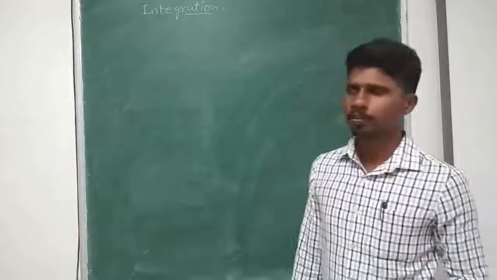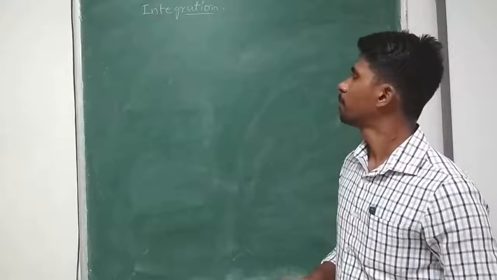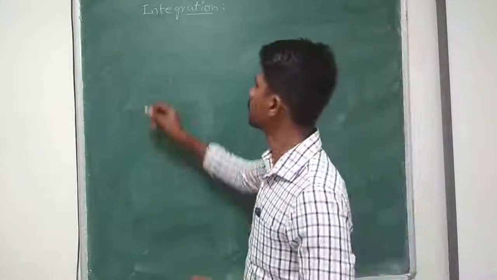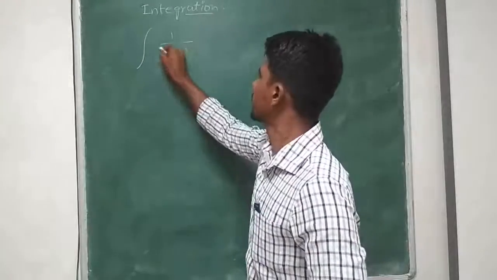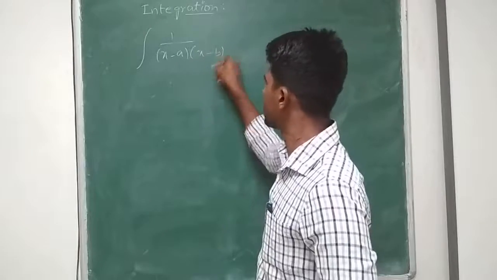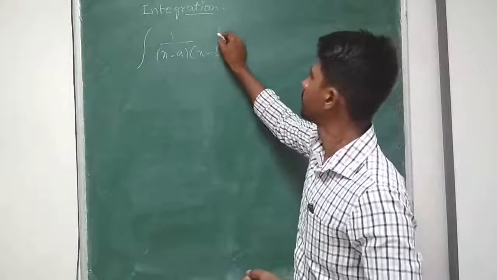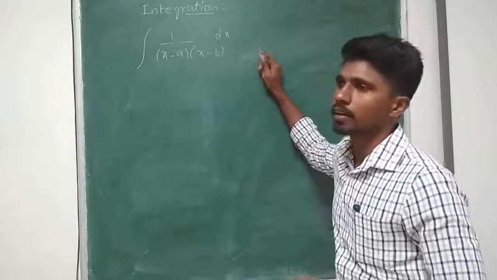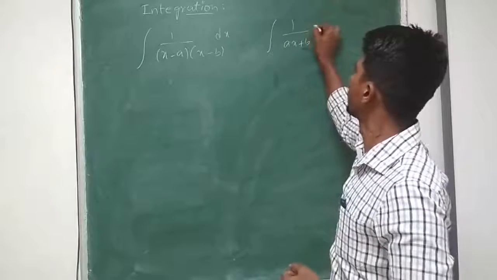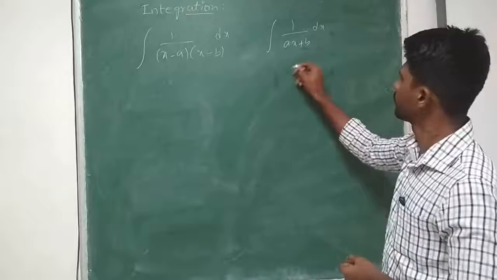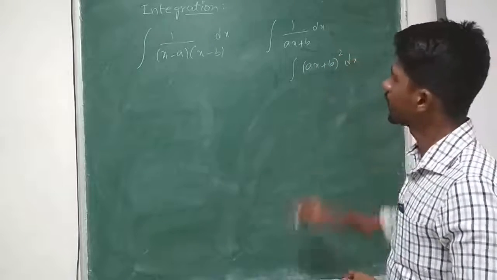Till now, we have discussed how to evaluate the integration of problems which are in the form 1 by (x minus a) into (x minus b), and 1 by ax plus b, and 1 by (ax plus b) whole square dx, these types of forms.